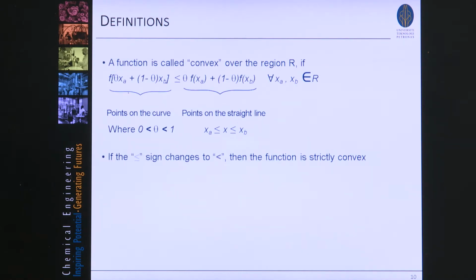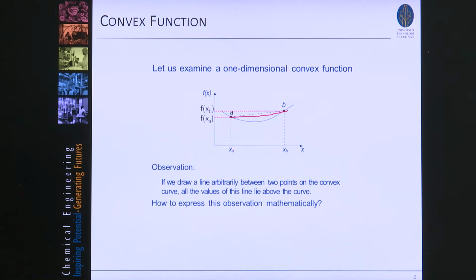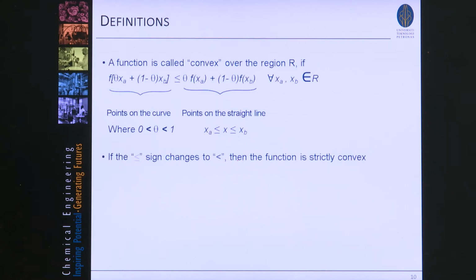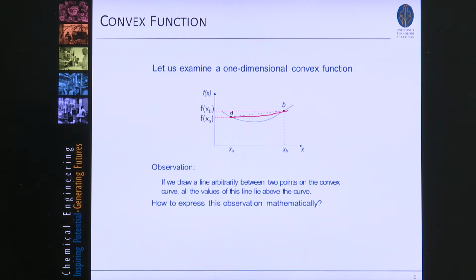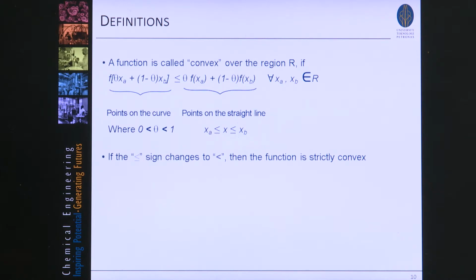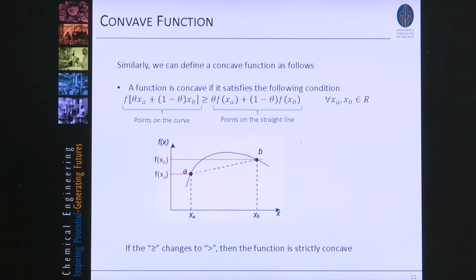We express this mathematically by this. If the value of the objective function f in this region is always lower than the value of the straight line, then delta in this case is from 0 to 1. Sorry, 0 means it will be at xb, and 1 will be at xa. So if any value on the straight line is higher than the objective function, we have a convex function. This is how we show it mathematically.